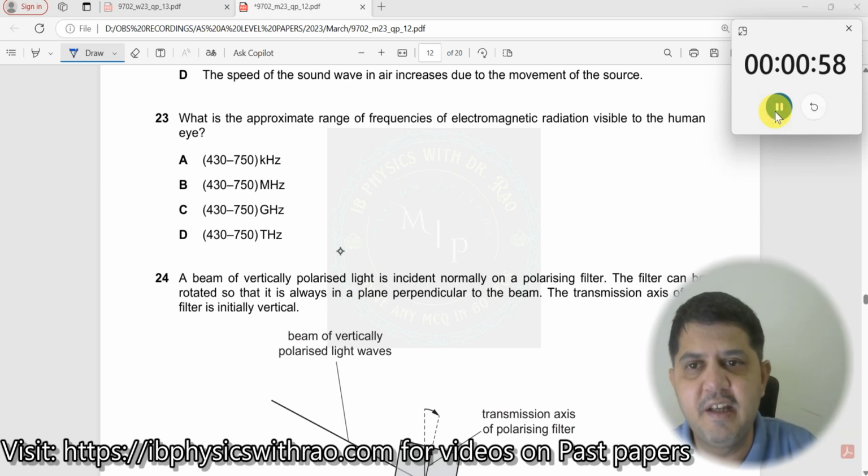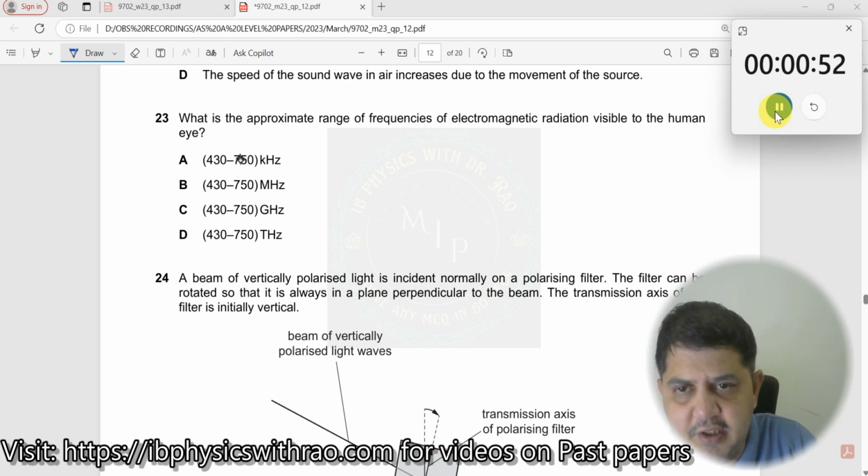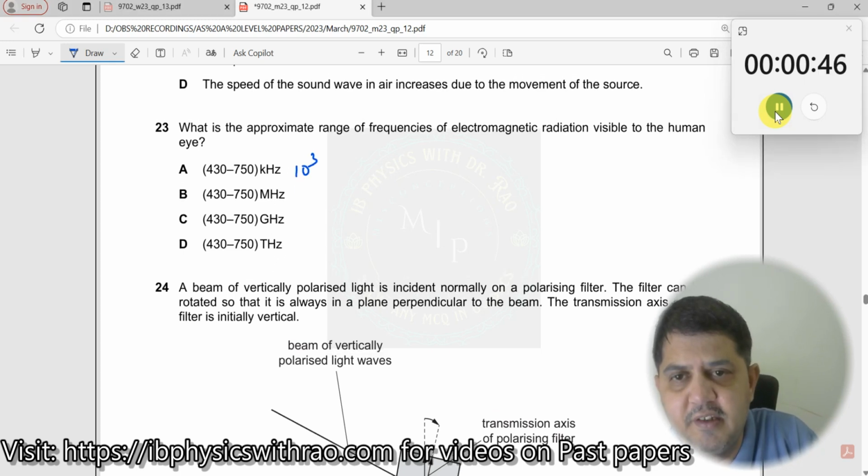Question number 23. What is the approximate range of frequencies of electromagnetic radiation visible to human eye? See, 430 to 750 is same. Kilo, mega, giga, tera is the same. So therefore, kilo is what? 10 cube. This is 10 power 6. This is 10 power 9. There should be 10 power 12 over here.